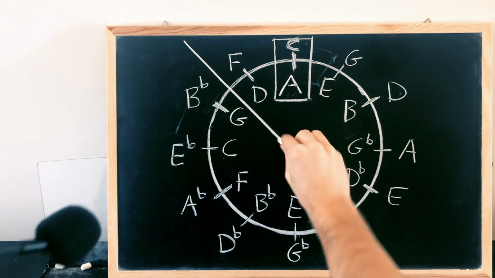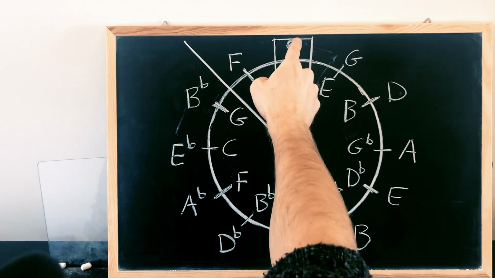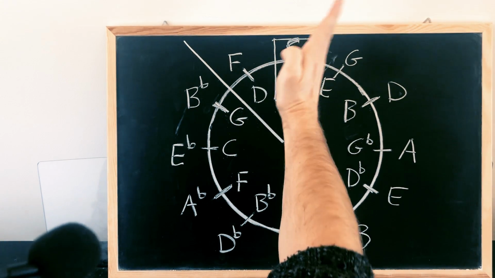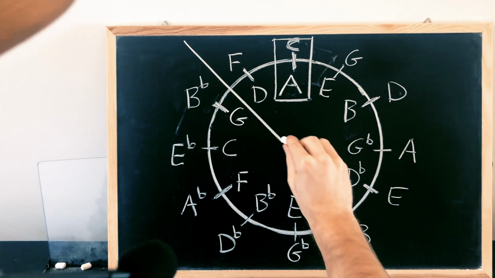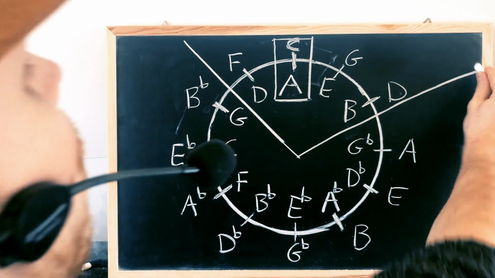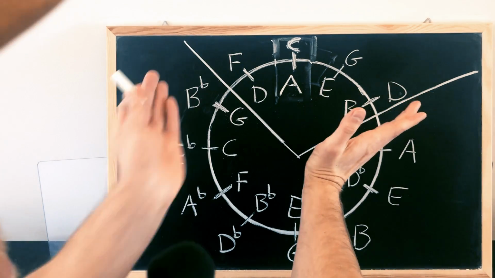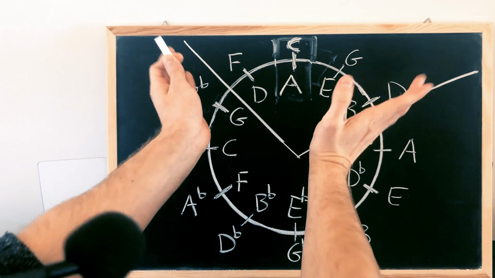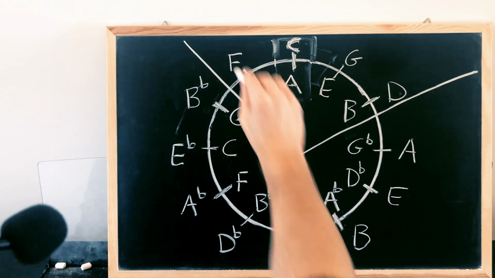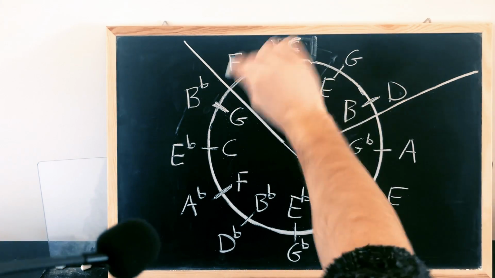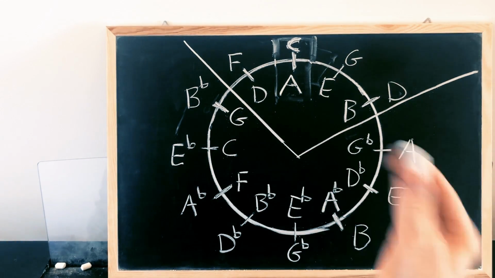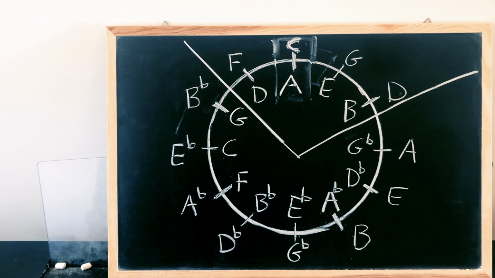You draw a line, then you go back to this, right? Because we want to do the C, and you move clockwise 2 clicks. So basically we select a third of the circle like this. 1, 2, 3, 4 times 2 is 8 notes. And as we know, in any major or minor scale, there's only 7 notes.